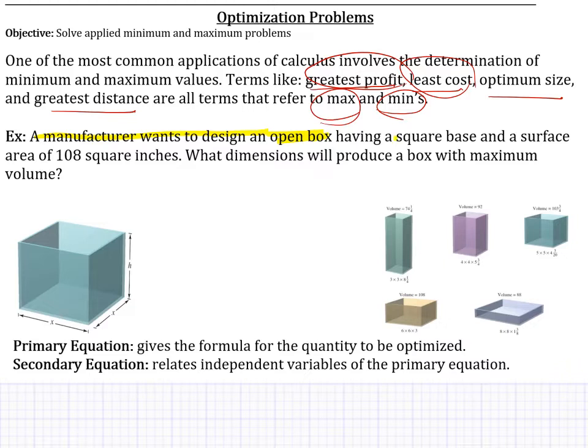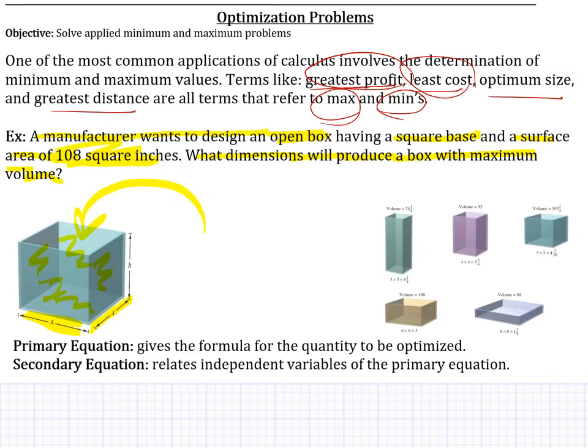It's got a square base, so the sides of the base are the exact same distance. So this measurement and this measurement are the same. If we call that x by x, and it has a surface area of 108 square inches. So you have a square base, and you want to use 108 square inches of cardboard to build this box. So this side, this side, this side, etc. If you take all the sides plus the bottom, the amount of cardboard you want to use is 108 square inches. You want to figure out what dimensions you should make the box so that it has its maximum volume, so that you can fit the most inside of it.